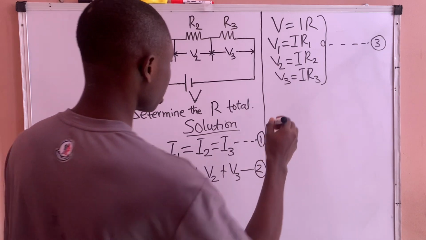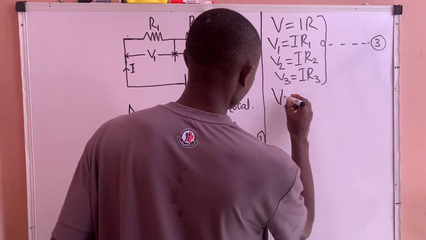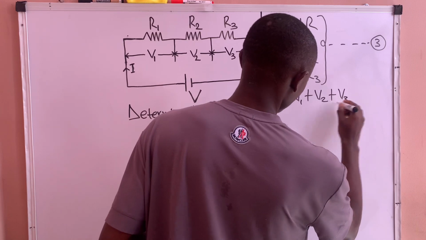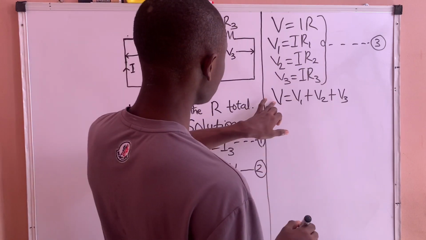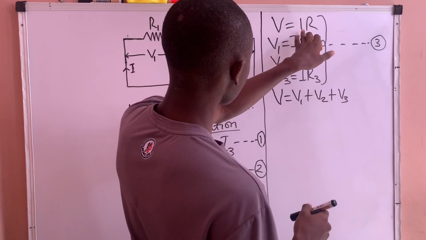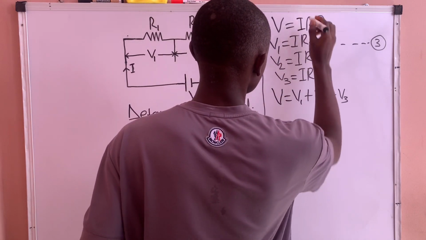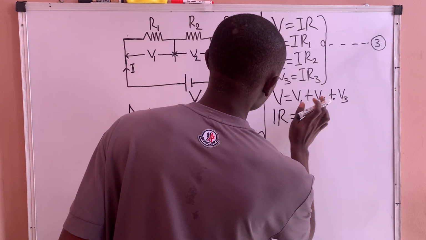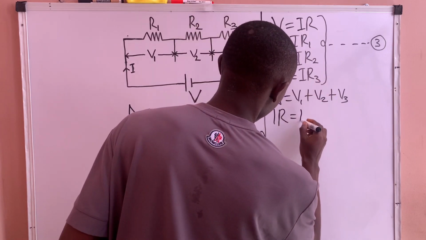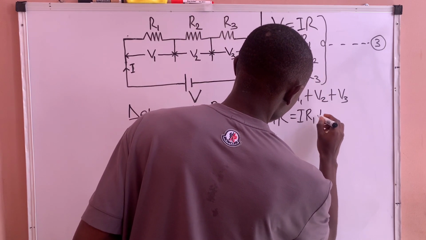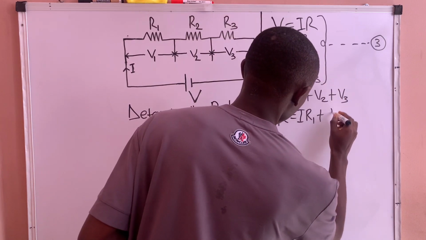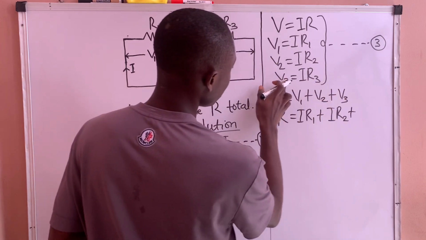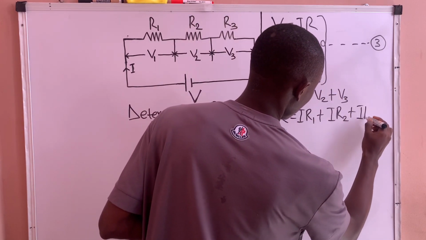So let me bring down equation 2, which is V equals V1 plus V2 plus V3. By putting equation 3 into this equation, we have that the value of V is IR, from Ohm's law. The value of V1 is I R1, plus the value of V2 is I R2, plus the value of V3 is I R3.